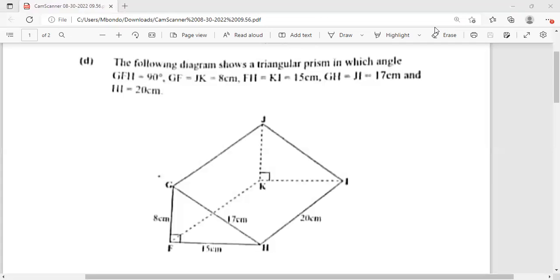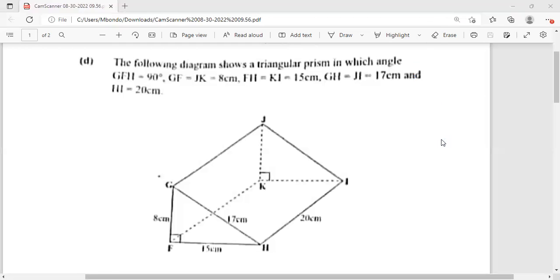The diagram below shows a triangular prism in which angle GFH is 90 degrees. GF is equal to JK, which is equal to 8 centimeters. FH is equal to KI, which is equal to 15 centimeters. GH is equal to JI, which is 17 centimeters. And HI is equal to 20 centimeters.